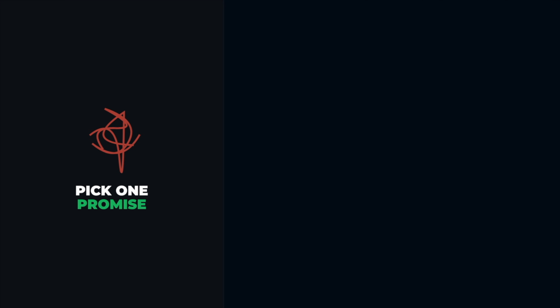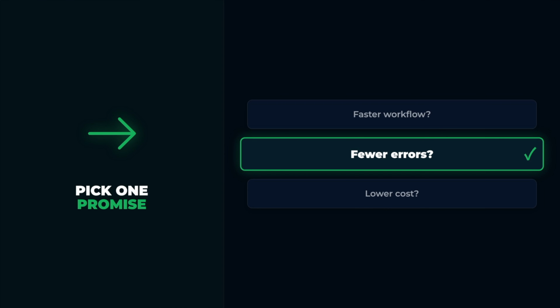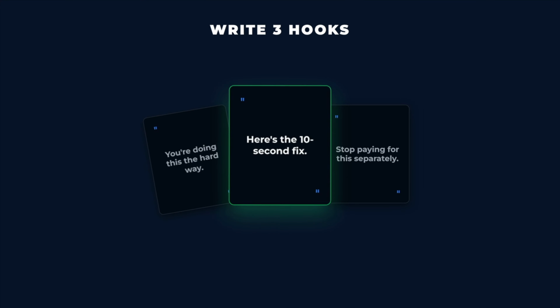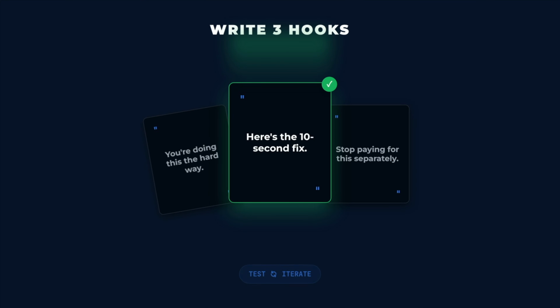Now the promise. What's the 1 thing that changes after they use it? Faster workflow, fewer errors, lower cost. Pick 1. Don't promise everything. Promise 1 thing better than before. Hook options for SaaS. You're doing this the hard way. Stop paying for this separately. Here's the 10-second fix. Pick the one that feels true to what you're selling. Test it. If it doesn't land, try another.